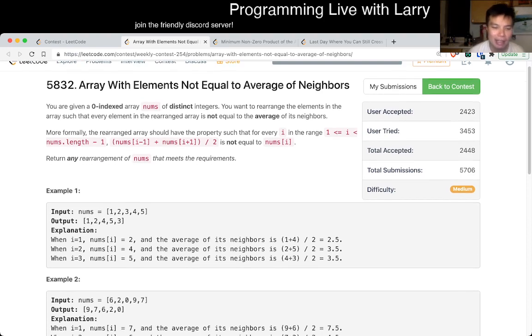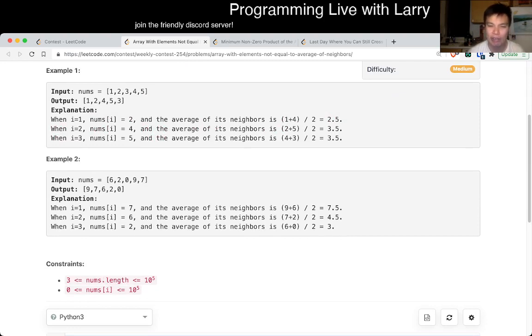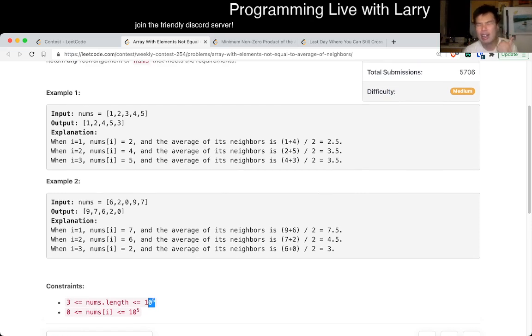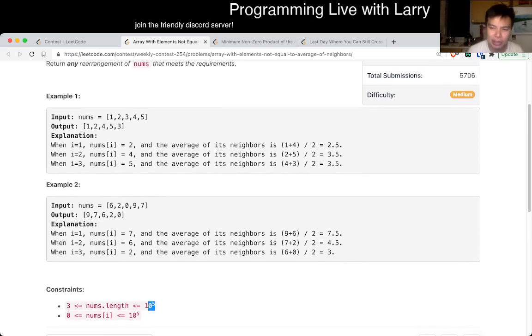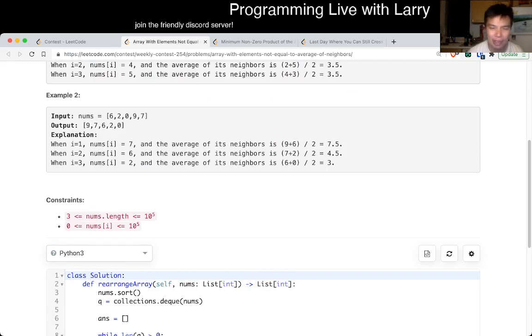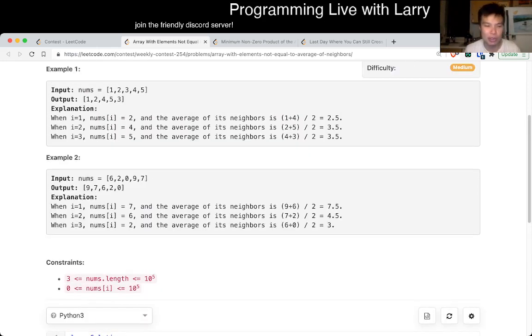So I thought about it, and of course, n is 10 to the 5th, so you have to do this in a very quick way. N squared is going to be too slow, and n log n is going to be fast enough, so that's the approach we take. You're trying to rearrange the array in any way possible. The first thing I do is sort, not always, but for this one I do, because sorting hopefully gives you a structure that you could take advantage of.